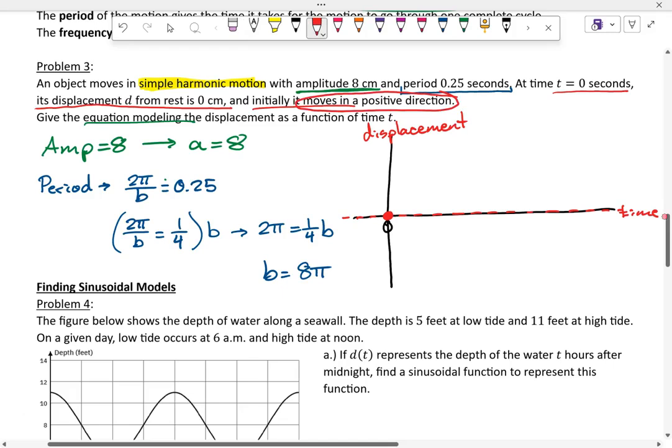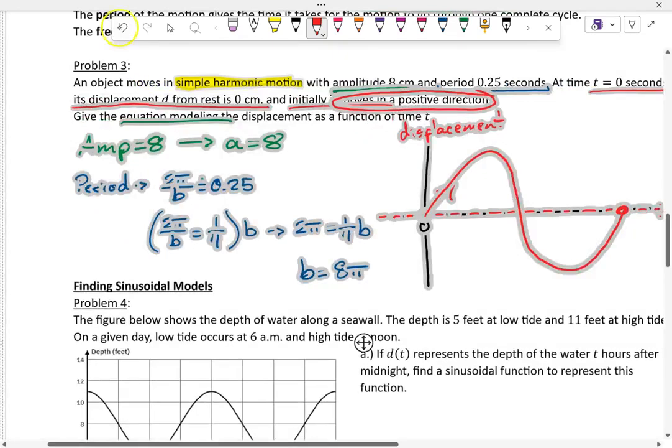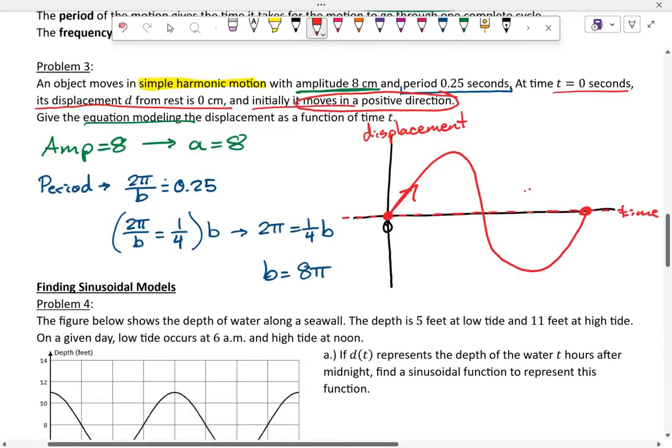Where does it initially move? It moves this way in a positive direction. So that means I'm going to be going up and then down and around. That is definitely a sine function. So that piece of information tells me we are a sine function. So then I can go ahead and write my equation.